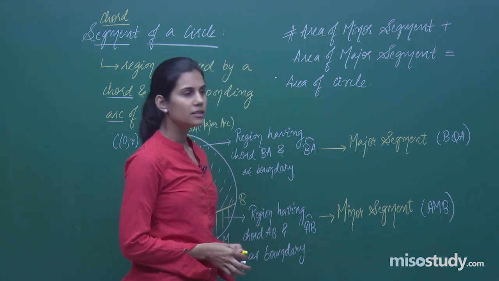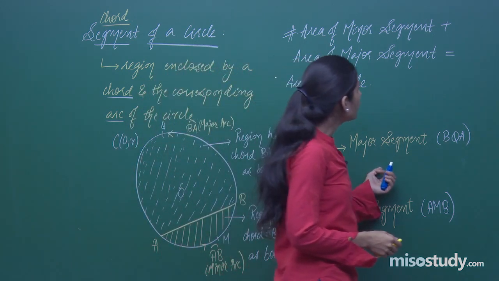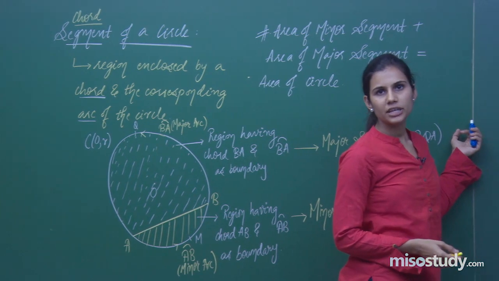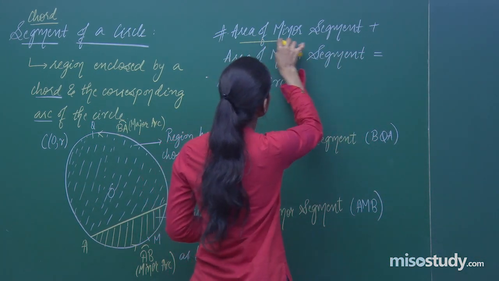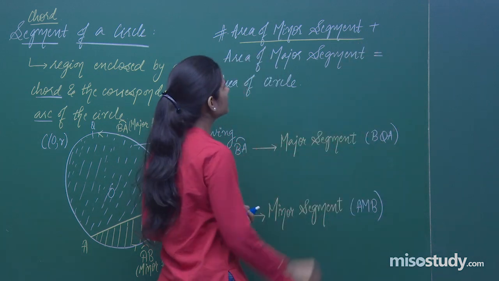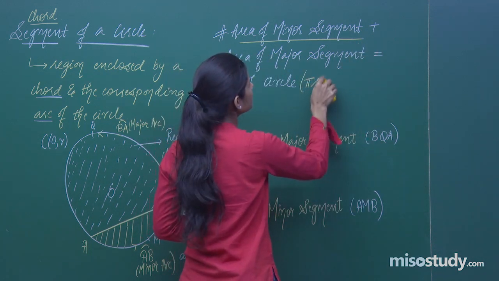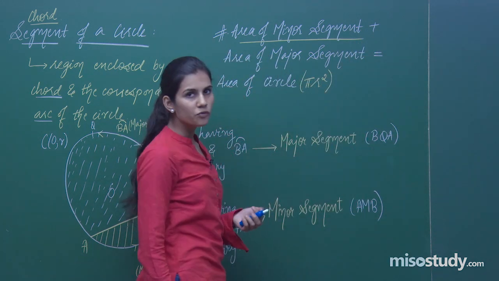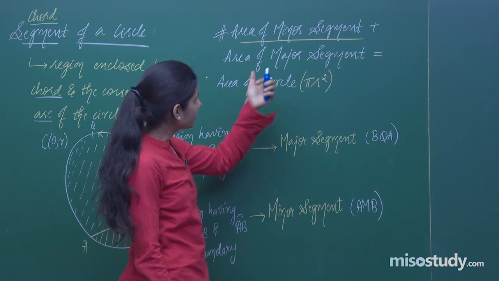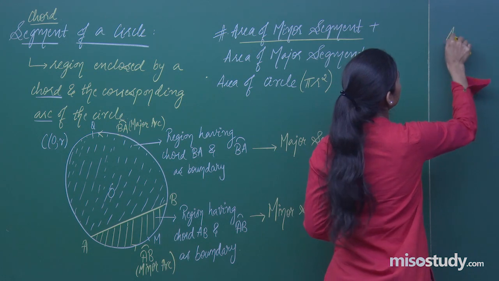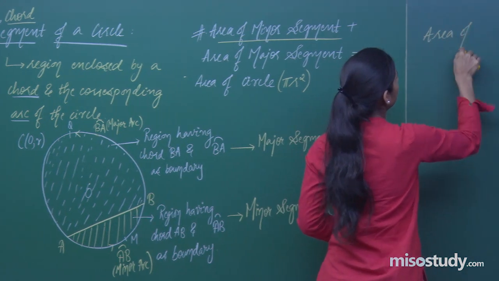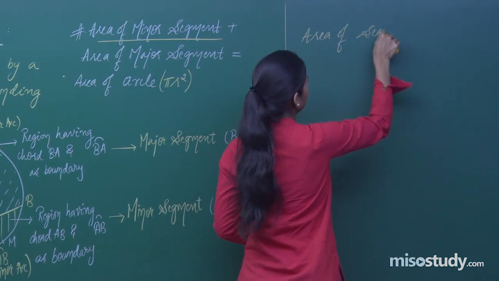Is it clear? So now let's get ahead with computing the area of a segment. In here also we will only be interested in computing the area of the minor segment, because from the area of the circle, which is pi r square, if I remove the area of the minor segment, I will get the area of the major segment. So we are now interested in computing the area of a minor segment, okay?